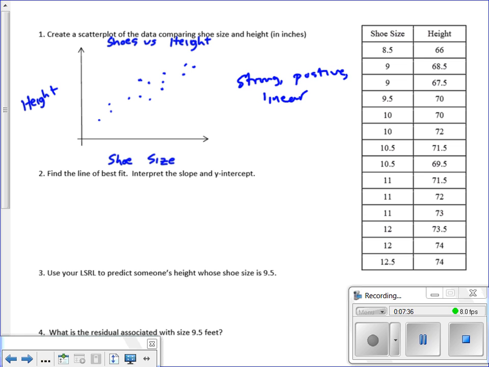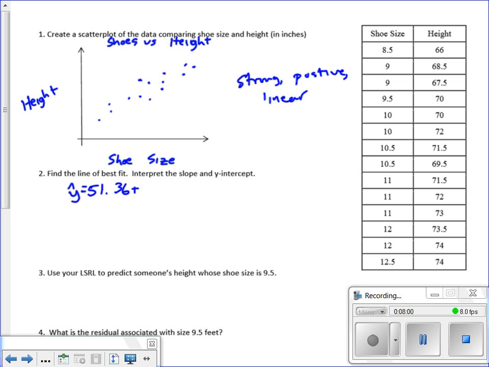So there's describing the data, our version of SOCS. Now find the line of best fit. That's where we go to the linear regression function under STAT CALC. And our line of best fit, y hat equals, I read that a little bit wrong, 51.36 plus 1.87x.